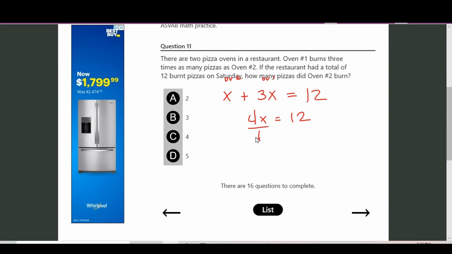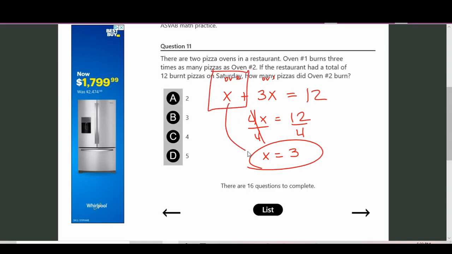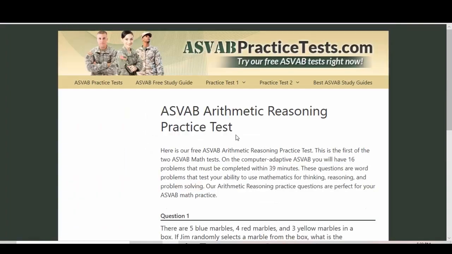Going to divide both sides by 4. This leaves us with x equals 12 divided by 4. 12 divided by 4, of course, is 3. Again, it's asking you how many pizzas did oven 2 burn. Well, this is oven 2 here. We know x is equal to 3. Therefore, we know oven 2 burnt 3 pizzas on that Saturday. Okay? So that's that one. Pretty good one.